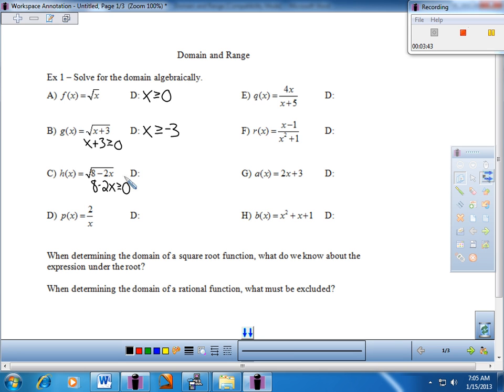All right, well, let's see how you did. I'm going to take a look up here, see if I can pull this off. But basically, I would subtract 8 on both sides. So I get -2x greater than or equal to -8, and then I would divide by -2, and -8 divided by -2 is 4.